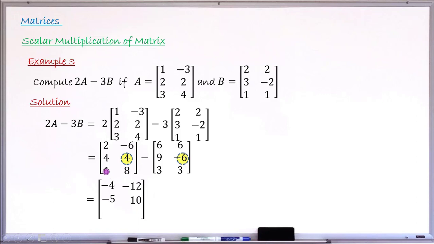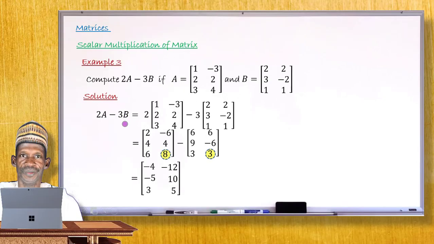So next is this number 6 minus its corresponding entry in the second matrix. So 6 minus 3. That will give answer 3. And the last is 8 minus the 3. That will give result 5. So this is the matrix that is equal to 2A minus 3B. This is the end of this lesson, my dear student. I hope you find it resourceful. Let me just move to the last segment, Mercy's Fun.